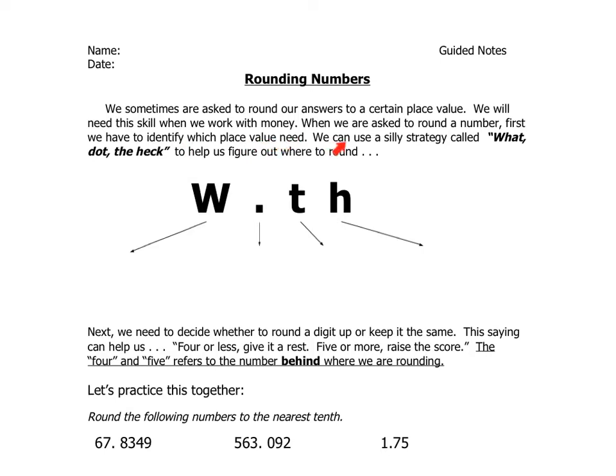We can use a silly strategy called "What dot the heck" to help us figure out where to round. So you're going to notice this diagram, and that big W in math is going to stand for our whole number. And a whole number can be anything to the left of this dot. For instance, it doesn't have to be just in the ones column. It could be a number in the hundreds or the tens, but anything to the left of this dot we're going to call a whole number. And then the dot actually is a decimal.